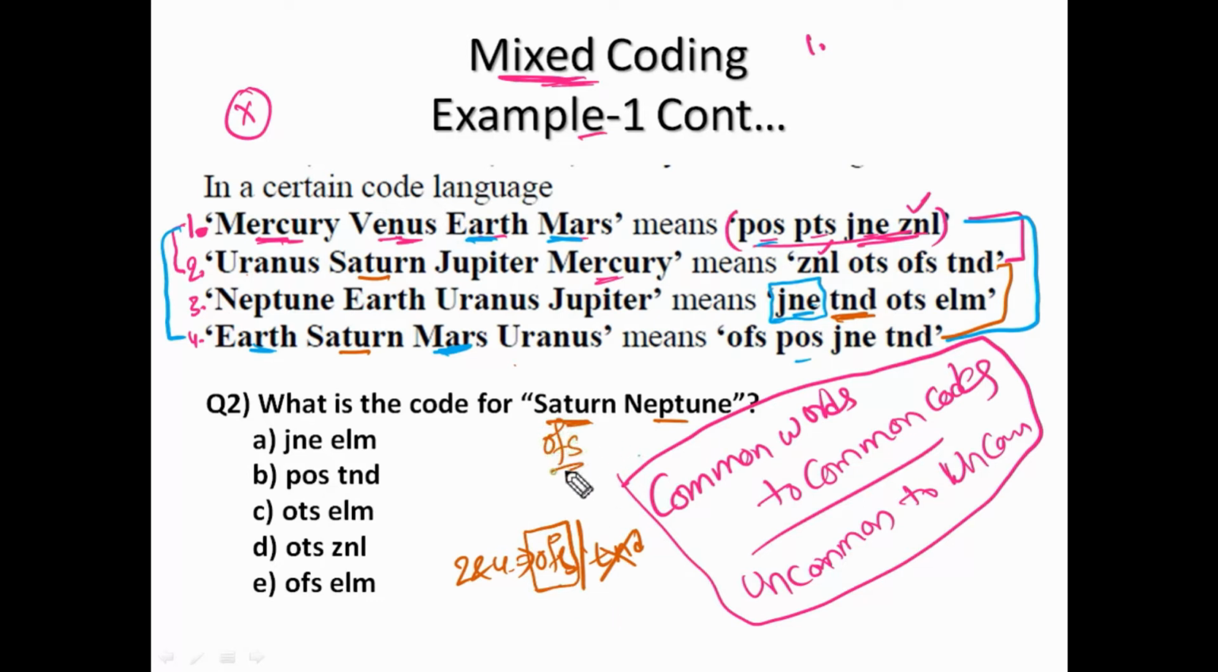With this code, go to the options. OFS is not there in any other option other than option E, and there is no option like none of these, right? If there were a none of these option, we would have to find the code for Neptune also. But there is no such option, and no other option with OFS. That's why we can confirm the answer as option E.